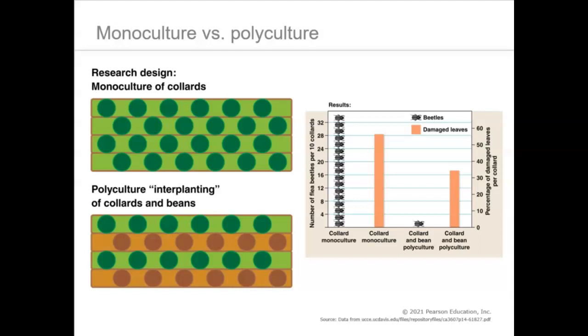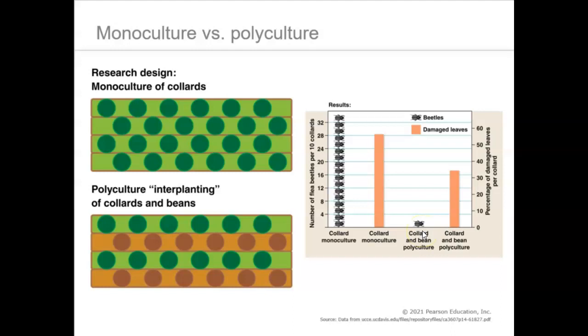So in the monoculture, it's just all collard greens, nothing else. In a polyculture, there's collard greens and then a row of beans, and then collard greens, and then a row of beans. And what they actually found, if you look at this graph, so this is the number of flea beetles per 10 collards. In the monoculture, there were over 32 beetles per 10 collard plants. In the polyculture, there's just under 4 beetles per 10 collard plants.